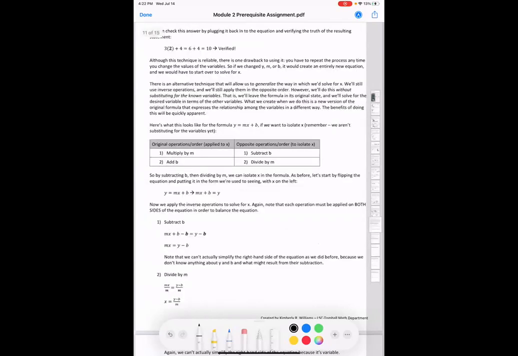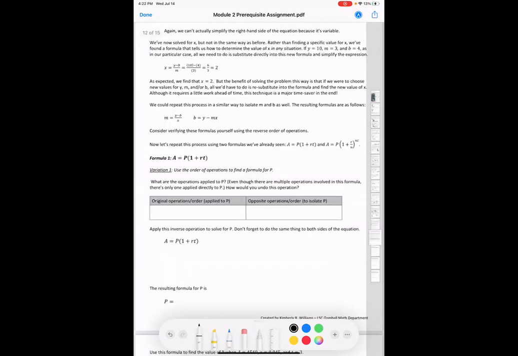Okay, next page. Let's see. I think you can do all of this part by yourself because it's similar to the example we talked about. Next part, let's see the formula. Formula A equals P times 1 plus RT. We want to find P. So I need to isolate the P. How to isolate the P?